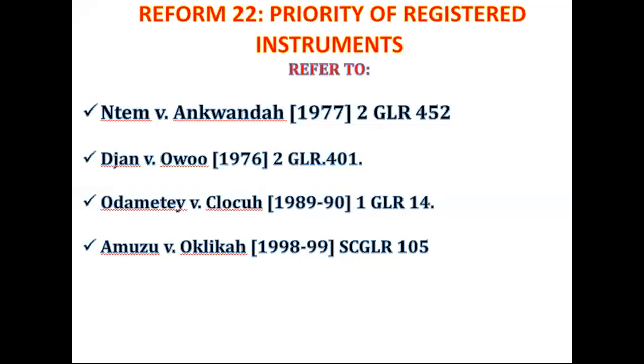Now, what does this say? If you refer to the old laws, the old cases of Intem and Inquanda, Intem and Inquanda, Jam versus Owu, Odamite and Kroku, Amuzu and Okleka. These cases were decided under the old act, that is the Land Registry Act of 1962.